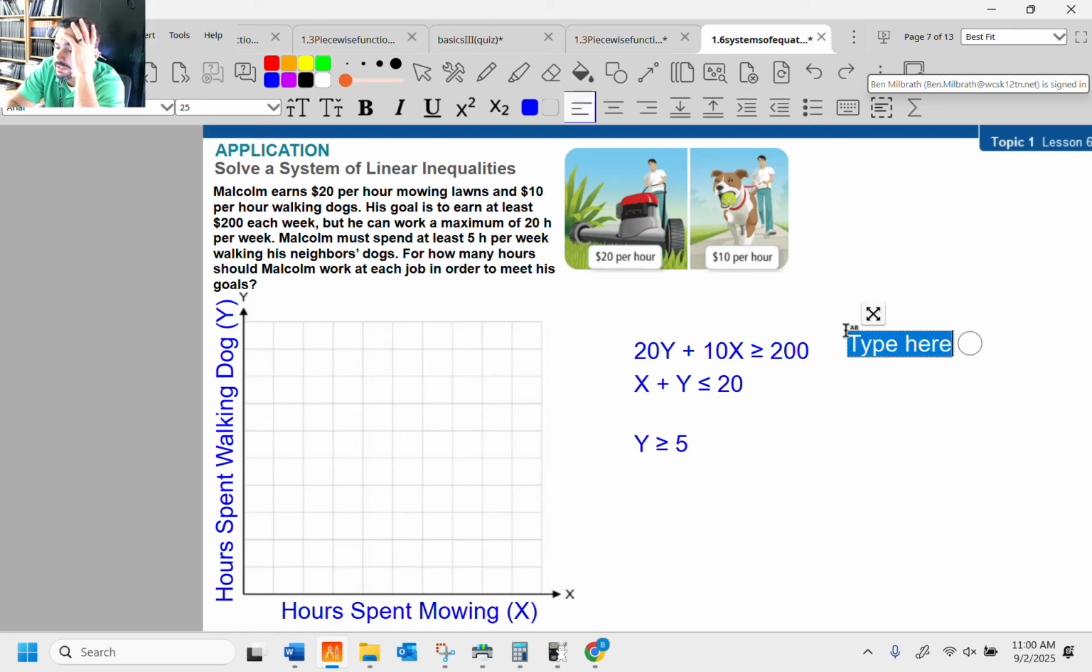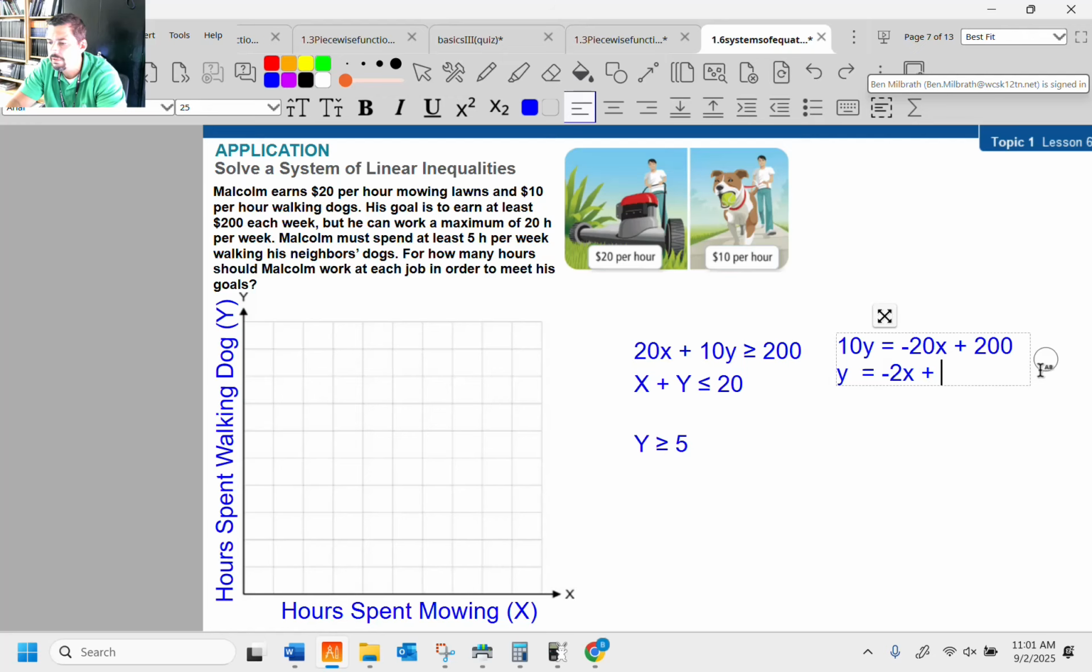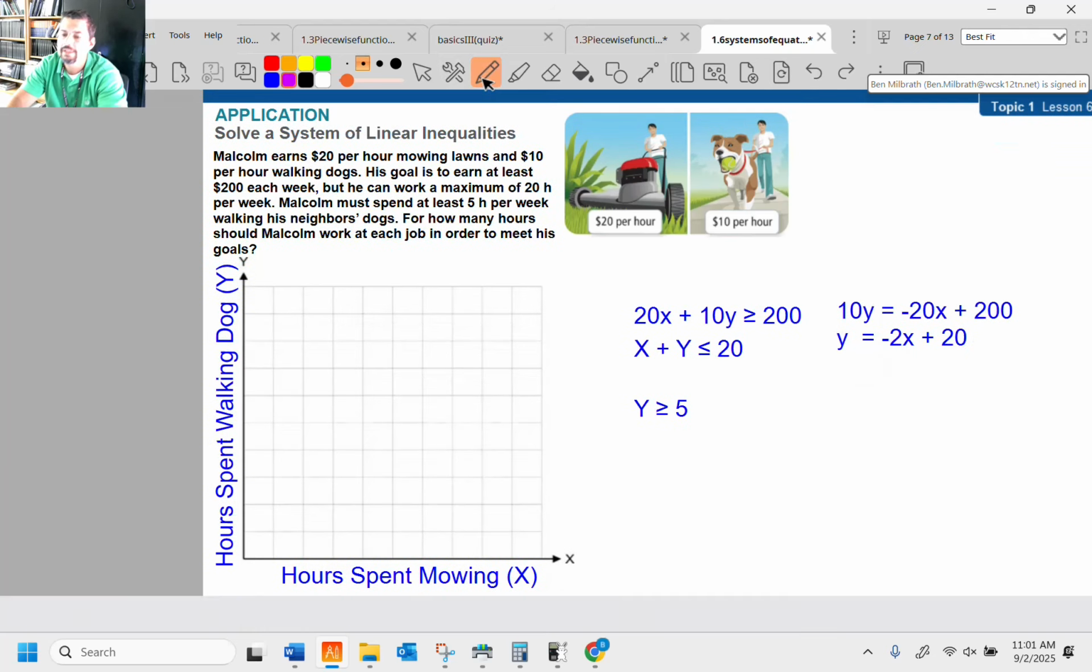Now, to graph things, we'd like to be in y equals mx plus b form, right? So, 20y equals, oh, no, that should be an x. Mowing is x. Dogs is y. So 10y equals negative 20x plus 200. I'm going to drop the inequality symbol for just a minute. Divide out the 10, and y is equal to negative 2x plus 20. Alright.